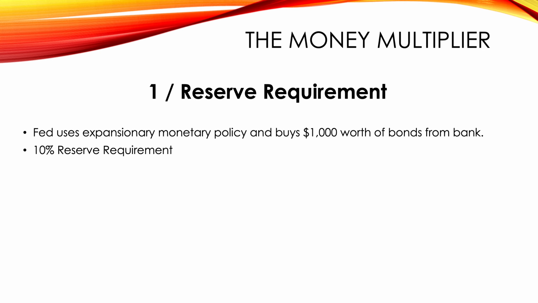Let's figure out our money multiplier. The money multiplier is 1 divided by the reserve requirement. So that is 1 over 0.1. If you do that math, that comes out to 10. So our money multiplier in this situation would be 10.